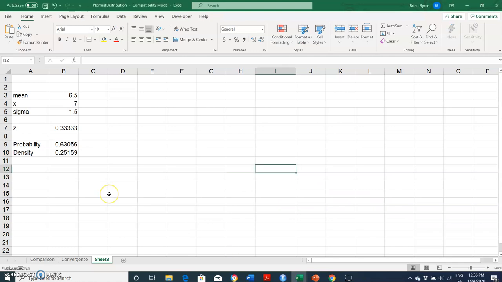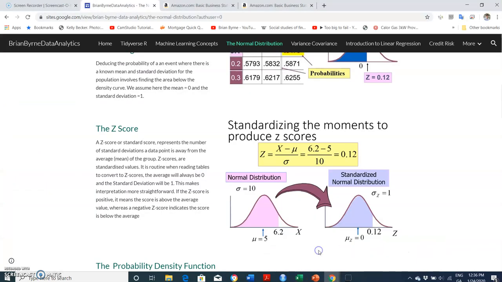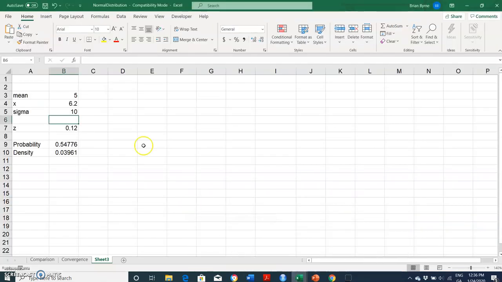if we were to set that up in Excel, we would have something like this. We have a mean of 5. We want to find the area under the curve going back from 6.2, I think, and the standard deviation was 10. Okay, so that looks about, let me just check that. Let's go back. Okay, so we have mean of 5, 6.2, 10. Okay, and we have that z-score.